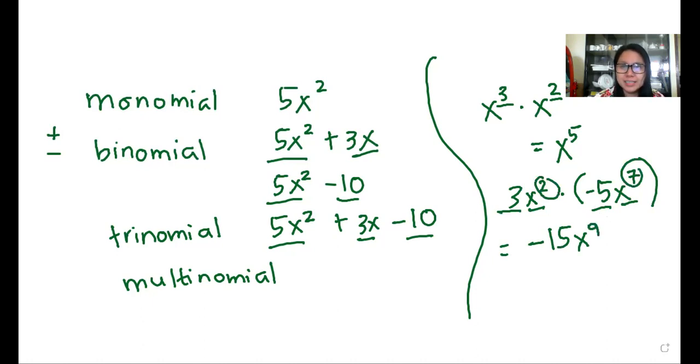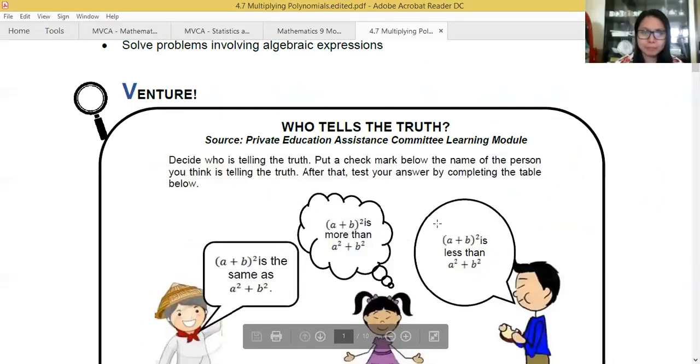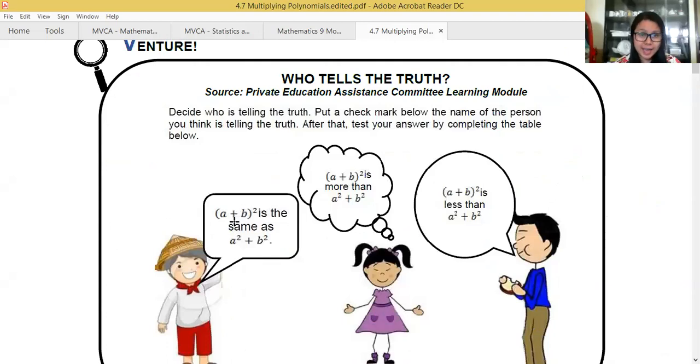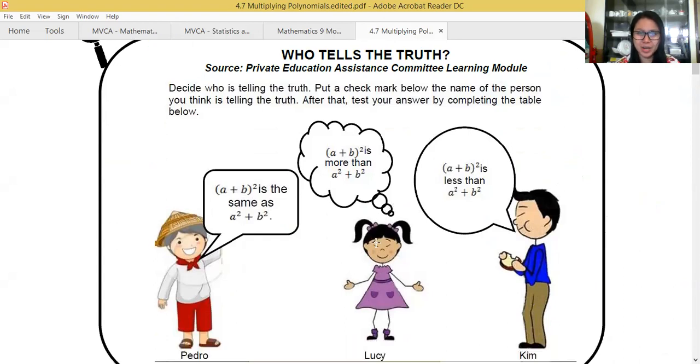Now, let's go back to our material. Now, there's a question. Is quantity A plus B squared the same as A squared plus B squared? Now, we'll have that one in our class today.